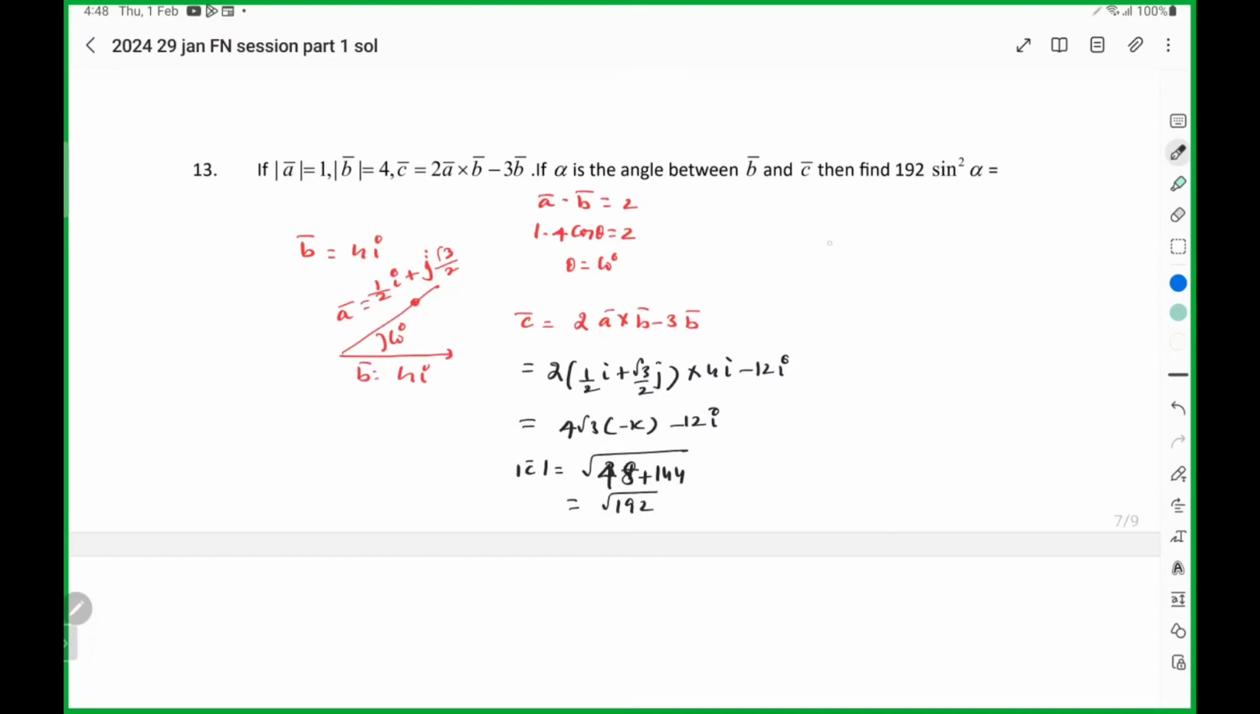So here it is. The angle between B and C is alpha. So B dot C equals mod B, mod C, cos alpha, right? Mod B is already we know, 4. Mod C we know, root 192. The angle between B and C is alpha, B dot C equals mod B mod C cos alpha.